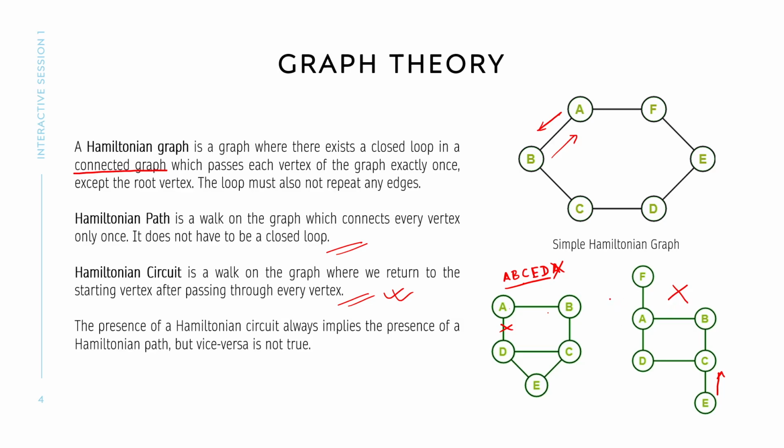Can you tell me a Hamiltonian path? No circuit. Hamiltonian path is F A. No. A B C D. All the vertices have to be involved. F A B C, F A D C. No, it's not possible. There is no Hamiltonian path or circuit for this graph. Okay.